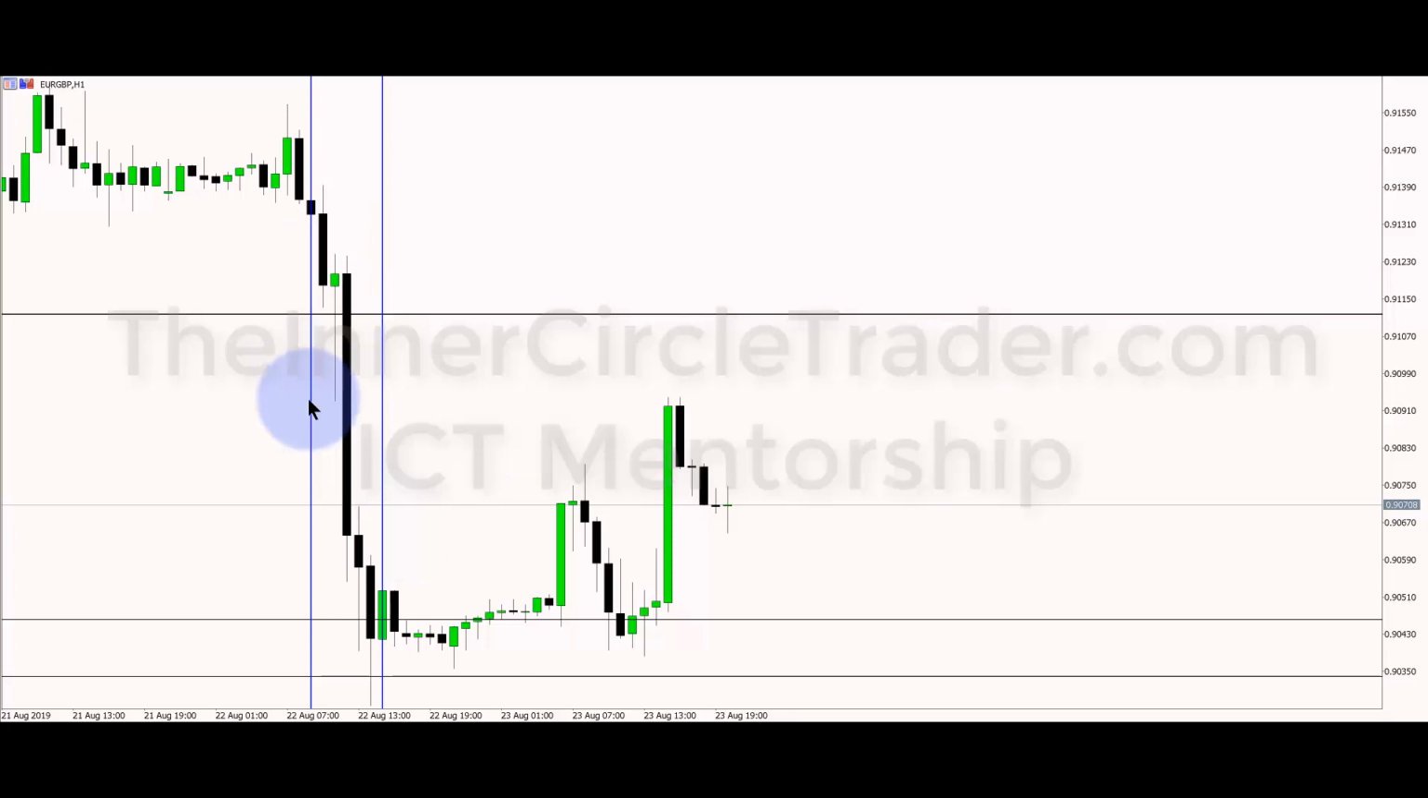Between this candle and this candle, okay, let me show you what they are. That's this candle on the 22nd of August, and this candle. You can see price has dropped precipitously for euro pound. We're not going to look at this slide anymore.